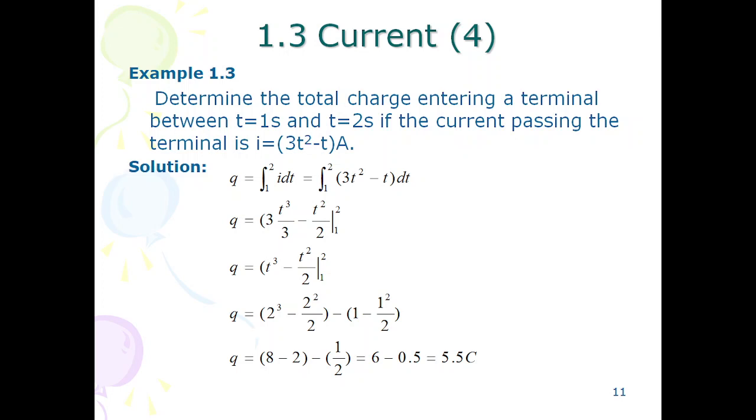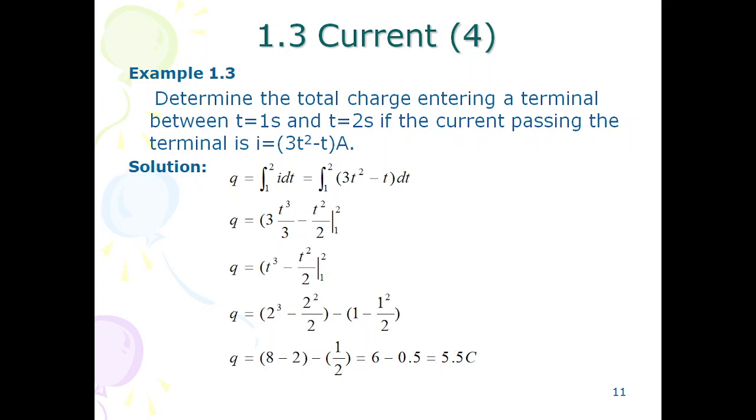Then example 1.3. Determine the total charge entering a terminal between t equals 1 second and t equals 2 seconds, if the current passing through the terminal is given. Now current is given, we have to find out the charge from time 1 to 2 second. We use the formula Q is equal to integral of i dt, and the lower limit is 1 second and the upper limit is 2 second. We have to substitute the value of i, which is 3t squared minus t. Now we start the integration.